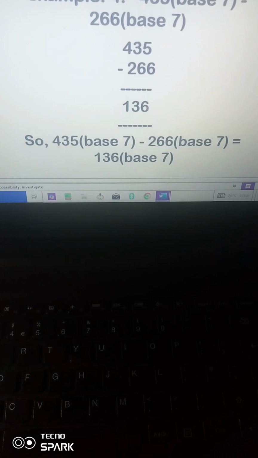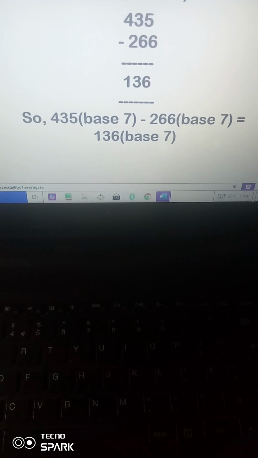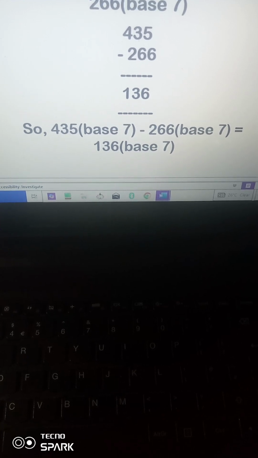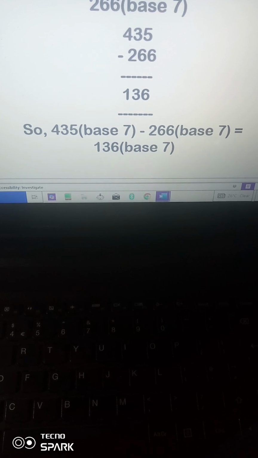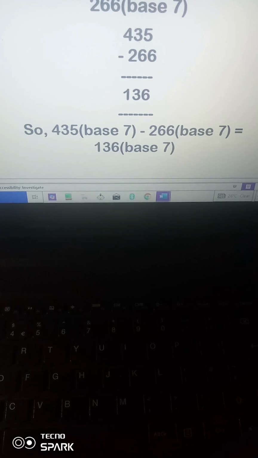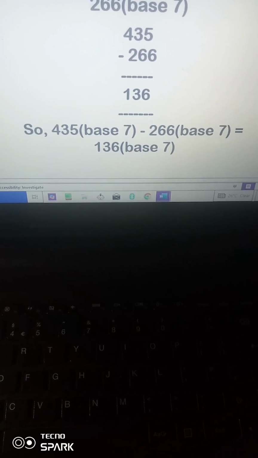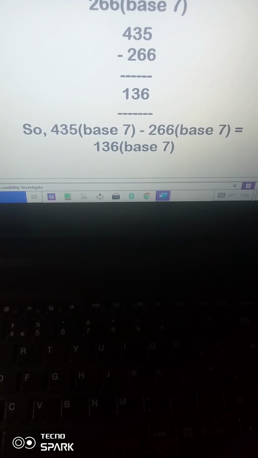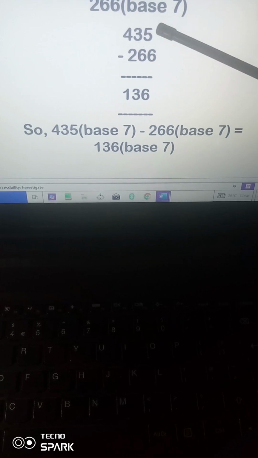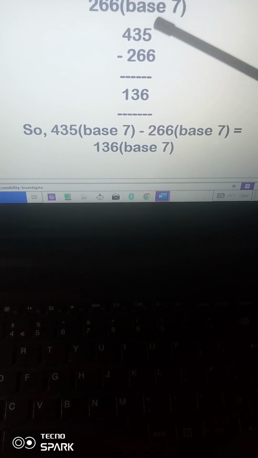This is example 4. Example 4 says 266, 435 base 7 minus 266 base 7. The same process, there is nothing different from what we have done before. This is base 7, so we go 5 minus 6 cannot. So we have to borrow 1 from 3.